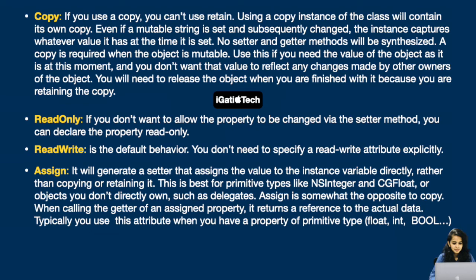When calling the getter of an assigned property, it returns a reference to the actual data. Typically, you use this attribute when you have a property of primitive types like float, int, boolean, etc.